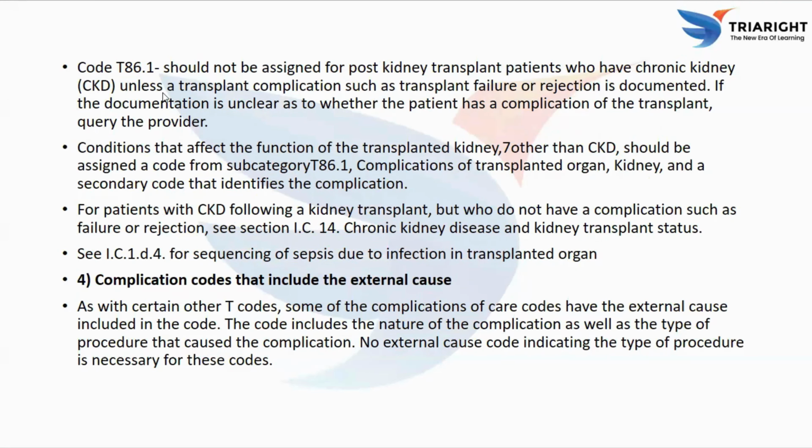So T86.1 codes and chronic kidney disease codes. So what is the relation, and when not to assign T86.1? Many kidney transplant patients continue to have CKD even when the transplant is functioning. So do not assign T86.1 when CKD is present and there is no documentation of transplant failure, transplant rejection, or other transplant related complication. Now what is the correct coding? So first you have to assign the code for CKD stage, then for kidney transplant status.